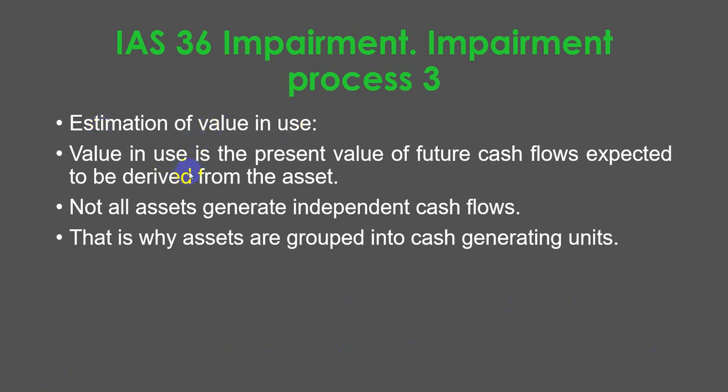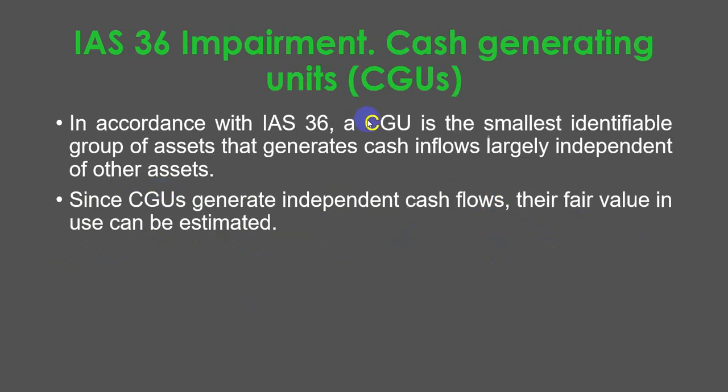Estimation of value in use. Value in use is the present value of future cash flows expected to be derived from the asset. However, not all assets generate independent cash flows, and that is why assets are grouped into cash-generating units. Cash-generating units. In accordance with IAS 36, a cash-generating unit is the smallest identifiable group of assets that generates cash inflows largely independent of other assets. Since cash-generating units generate independent cash flows, their value in use can be estimated.